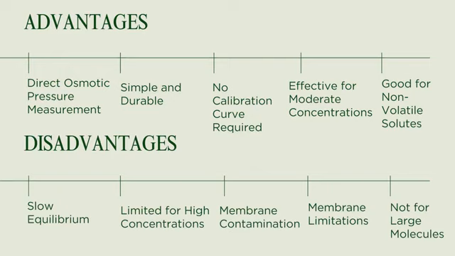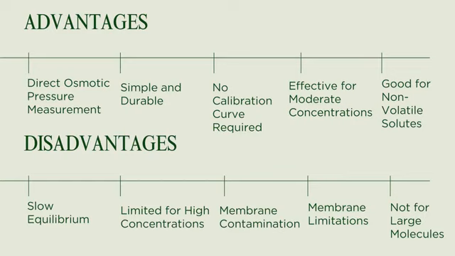These are its advantages and disadvantages. It measures osmotic pressure directly, which can be used to determine the concentration of a solution. It is relatively simple in operation and often more durable than other types, requiring fewer moving parts and less maintenance. It does not need pre-calibration with known solutions, which simplifies the procedure and reduces errors from calibration. It works effectively with a wide range of solute concentrations, including moderate osmotic pressures. It is particularly effective for non-volatile solutes, where vapor pressure and freezing point depression methods may not work well.